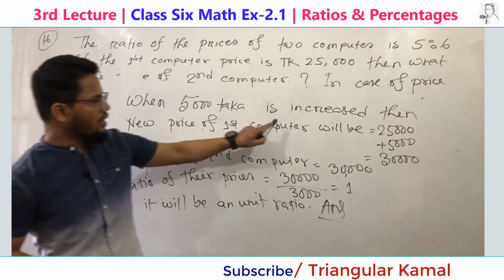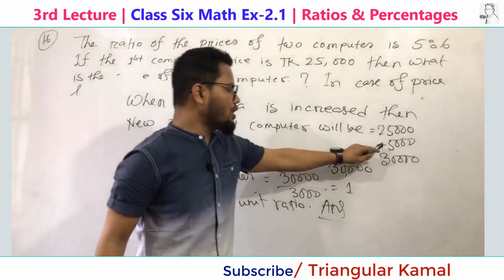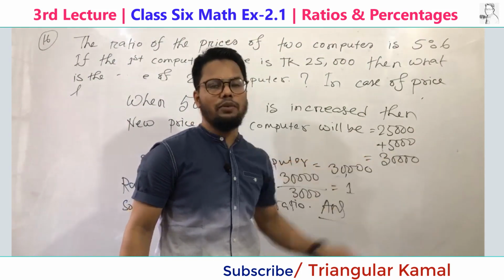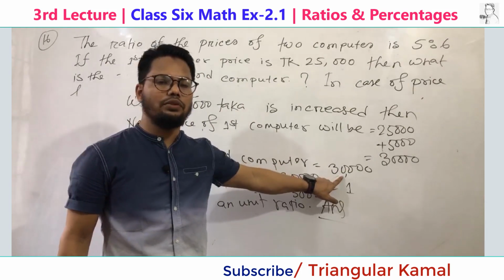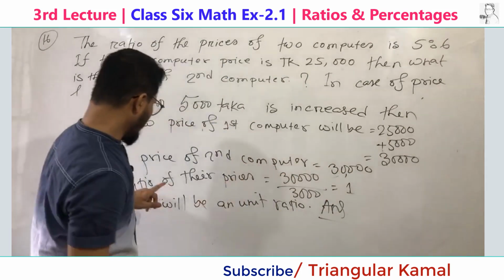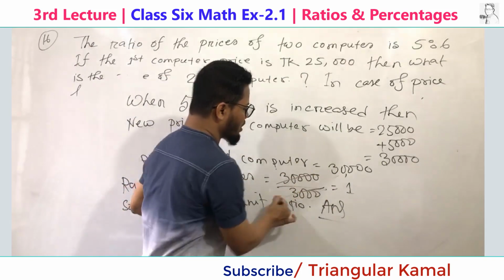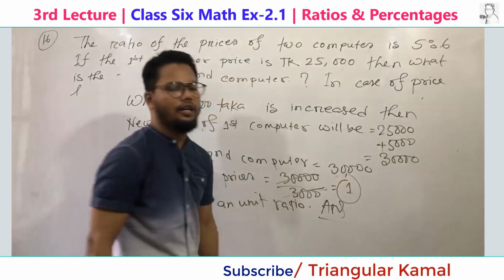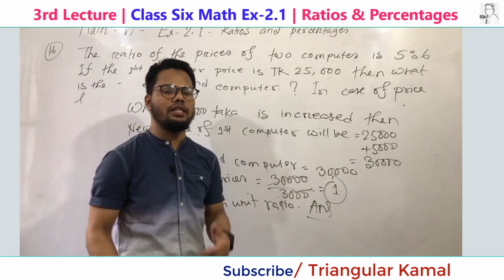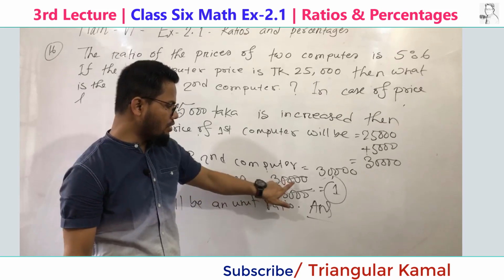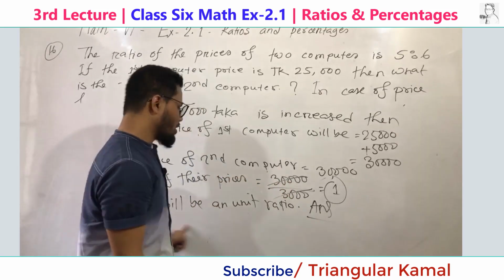the first computer's previous price was 25,000 taka. After increasing by 5,000 taka, this one will be 30,000 taka. And the second computer's price is 30,000 taka, as we already found in the first part. The ratio of their prices is 30,000 to 30,000, eliminating them we get 1. So always when the ratio is 1, it is called a unit ratio, because the antecedent and subsequent are both the same.